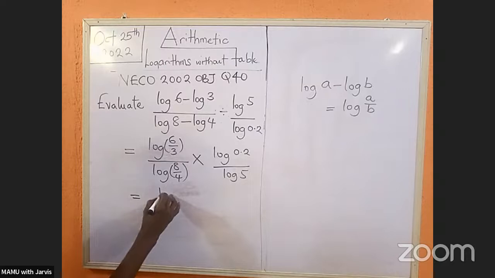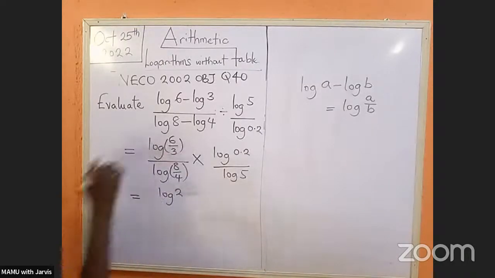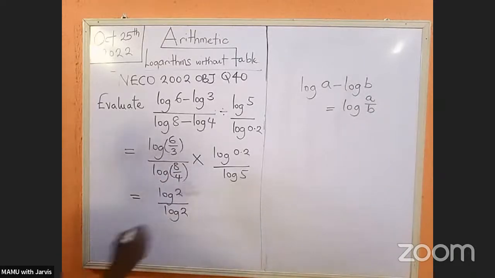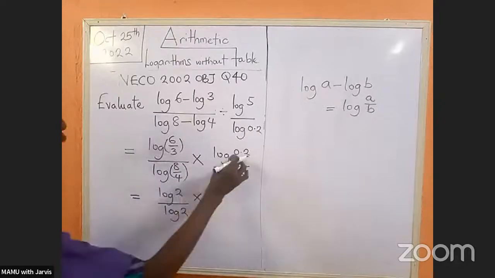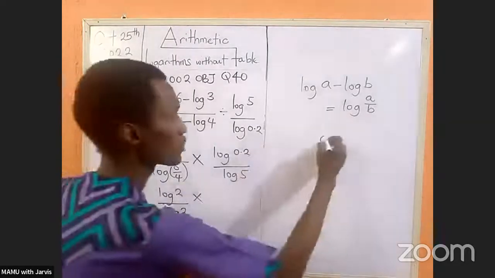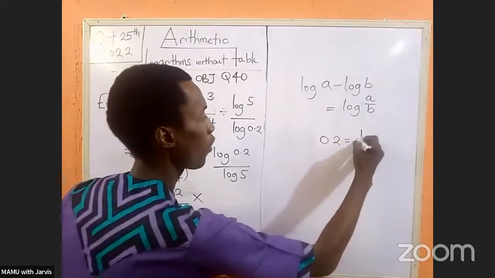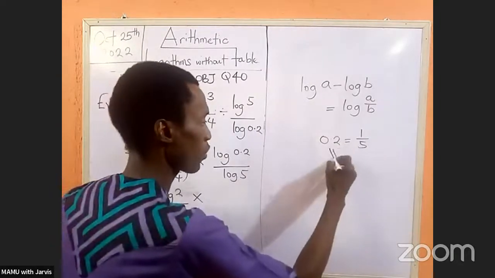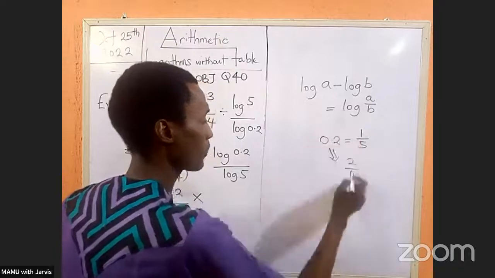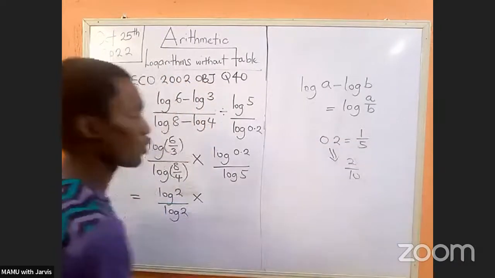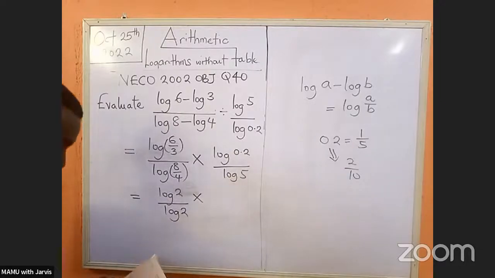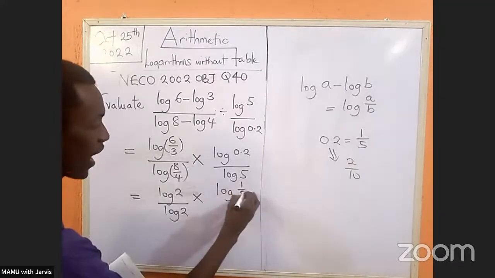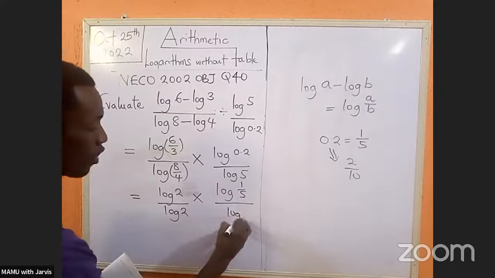What next thing am I going to do? This will give me log 2, since 6 divided by 3 is 2, all over log of 8 divided by 4, which is 2. Remember that 0.2 can be written as a fraction. 0.2 is equal to 1 over 5. How? It is 2 over 10, one decimal place, and when you reduce to the lowest it becomes 1 over 5. So this will now be log 1 over 5 all over log 5.